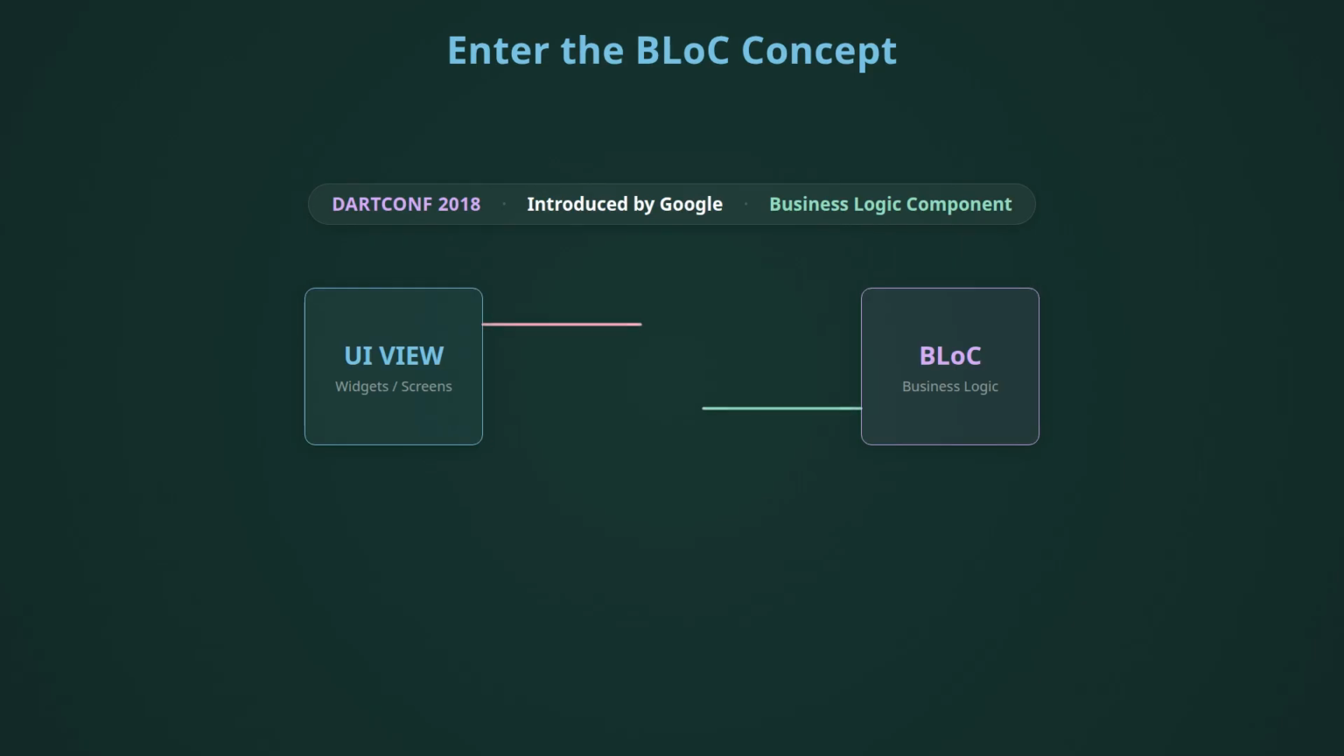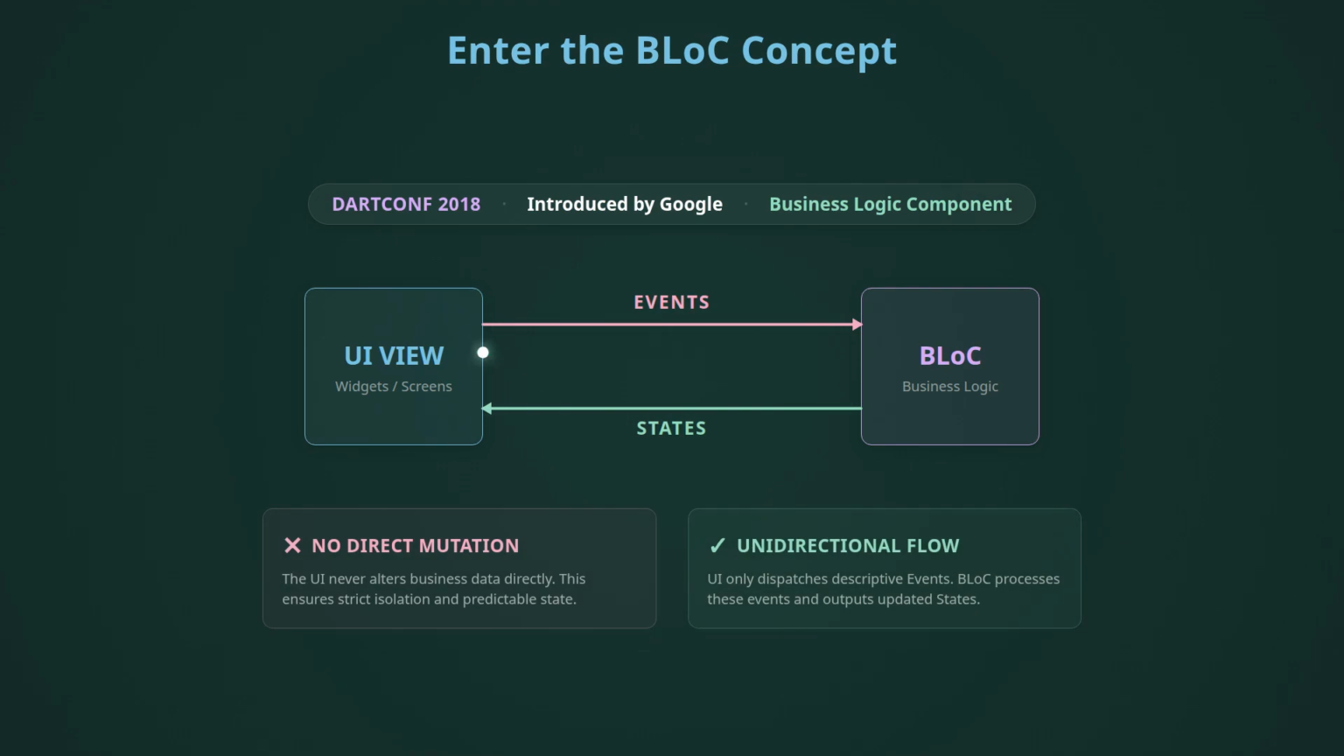The core philosophy is beautifully simple. Your UI should be a dumb reflection of state, and your business logic should live in an isolated black box. Think of it as a unidirectional data flow powered by Dart streams. The UI never directly modifies data. Instead, it dispatches events to the BLoC. The BLoC processes these events, talks to repositories or APIs, and emits new states back to the UI. This clean separation means your UI is completely decoupled from how your data is actually processed.